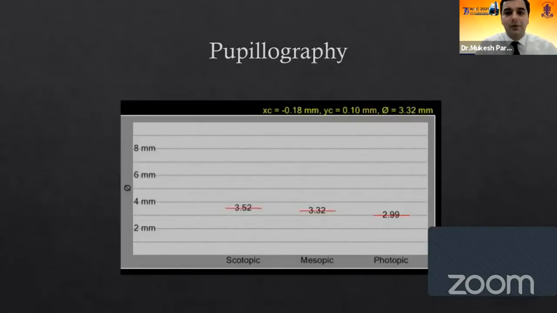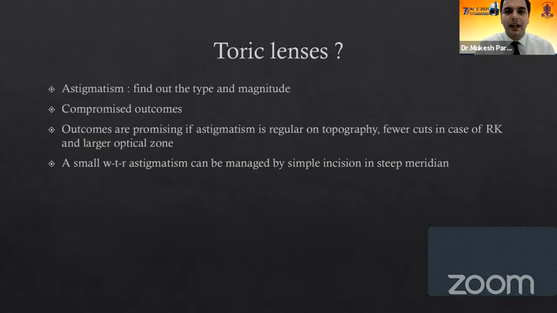Needless to say, I would always prefer a pupillography to be done in these patients, and also take the keratometry value coinciding with the mesopic pupillary size, because, particularly in RK patients, the keratometry value jumps from zone to zone. So in these patients, I would always prefer to use the mesopic pupillary size and the keratometry value on the topography taken in that particular zone for the IOL power calculation.